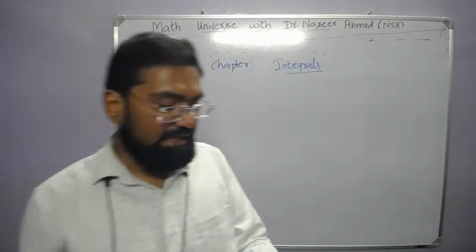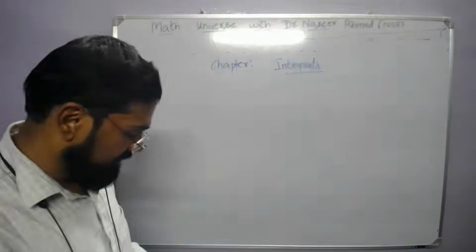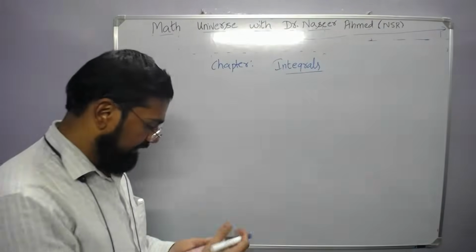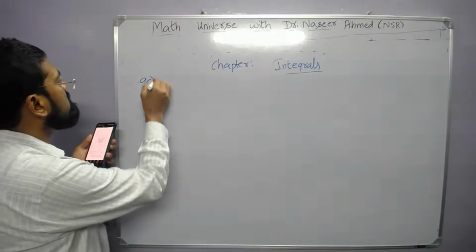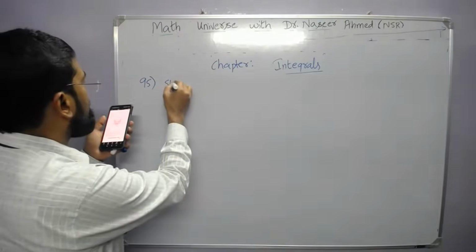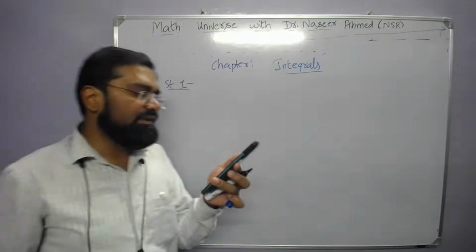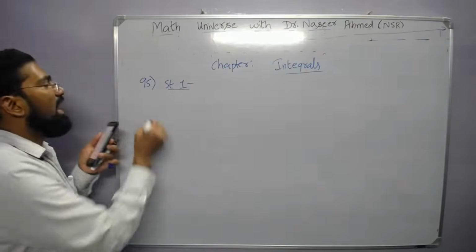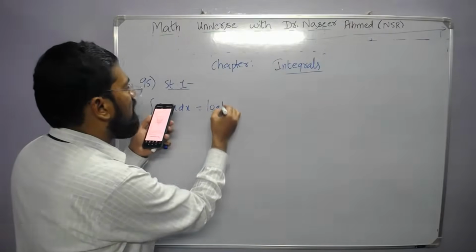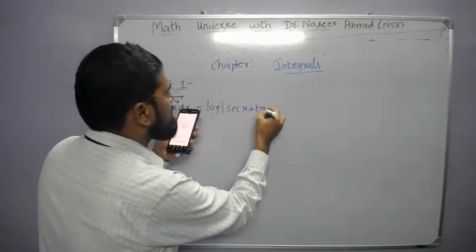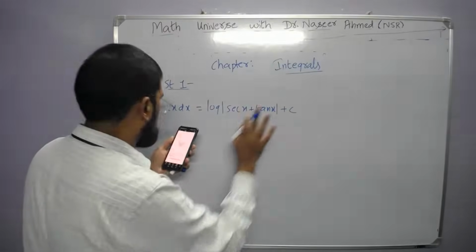Now let us move on to the next question. Kindly pay attention. Question number 95 is an assertion reason type question. Statement number 1 says the antiderivative of secant x with respect to x, antiderivative being nothing but integration, is log of mod secant x plus tan x. Without C there, no problem.